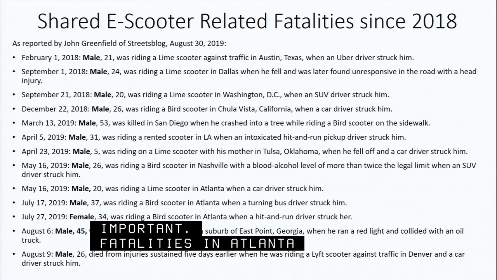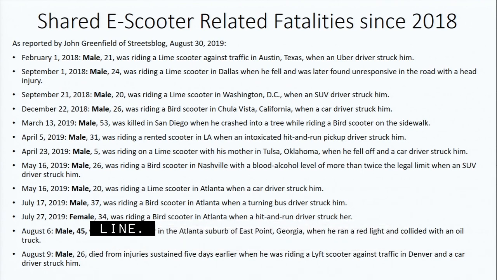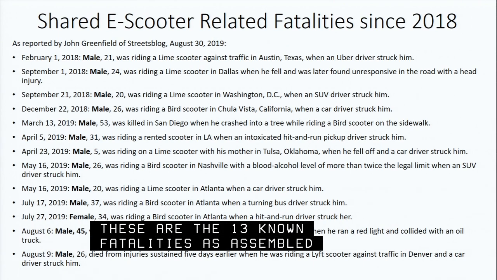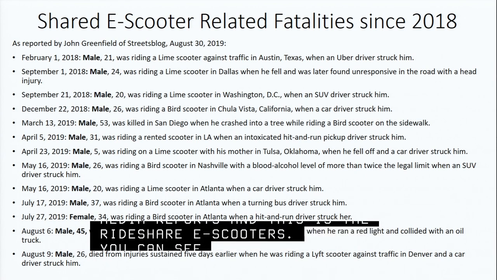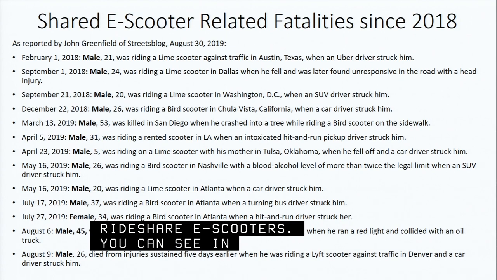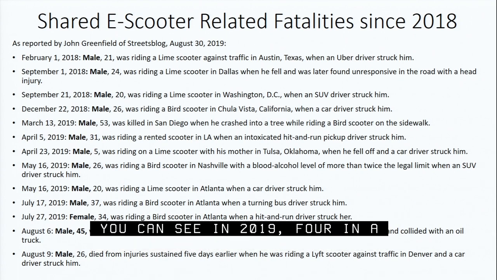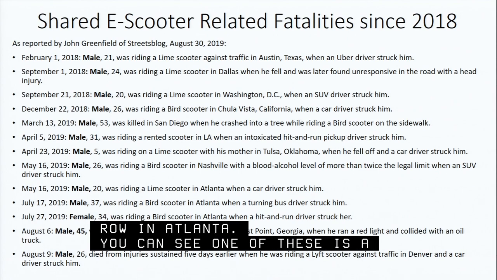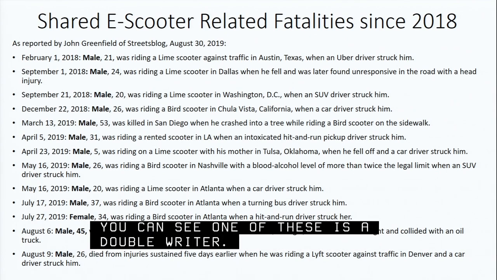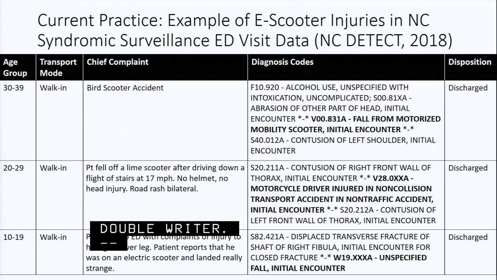These are the 13 known fatalities as assembled through media reports. And this is just the rideshare e-scooters. This does not include privately owned e-scooters. And you can see here in 2019, there's a bunch in Atlanta, 4 in a row in Atlanta, and these are all deaths. You can also see one of these was a double rider, which is a concern, again, using it wrongly, but important to know that double riding. And along the way, we've also had one death from someone who was hit by a scooter.